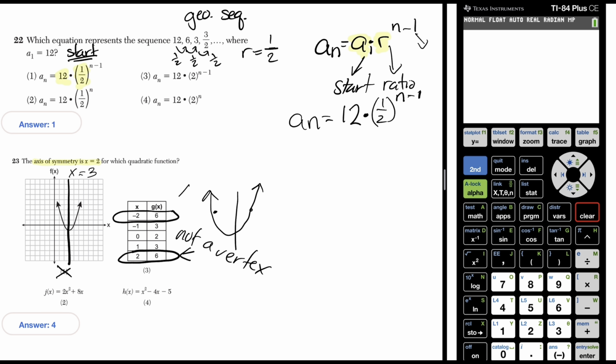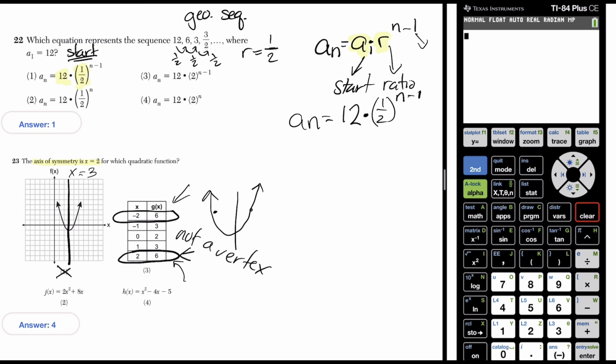Because I get the same y value. Okay, so that doesn't work. So now I have my two equations here, and you might be thinking, all right, now if this was written in vertex form, super easy. And so you might be going, Sarah, what's vertex form?